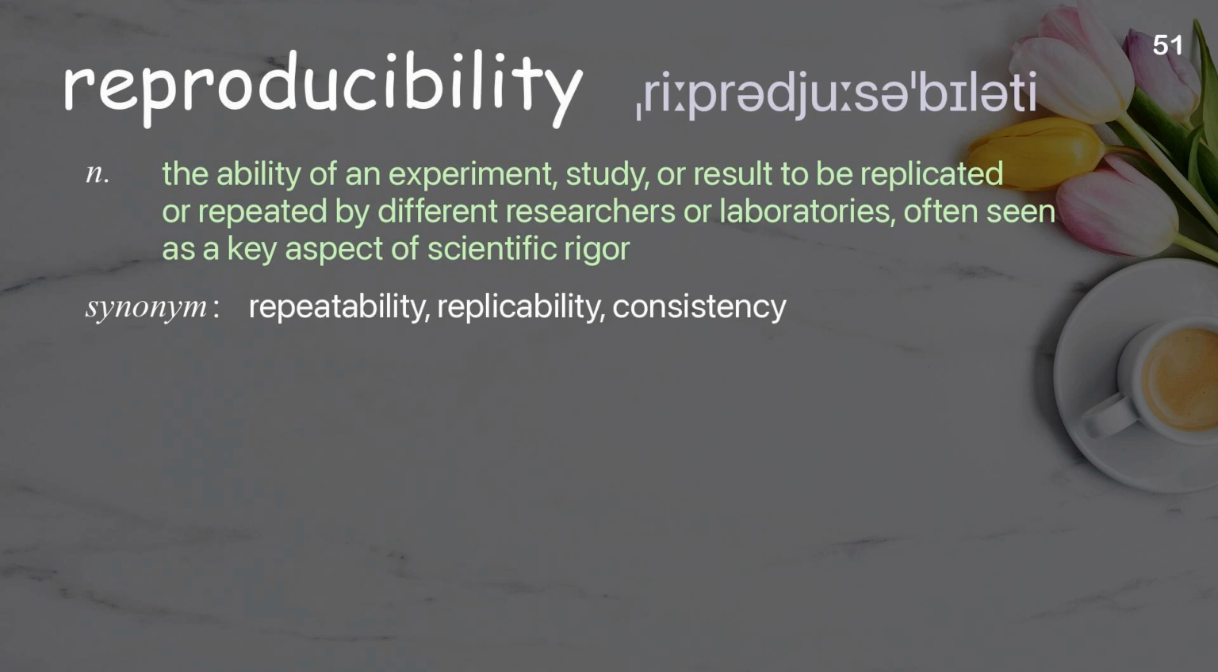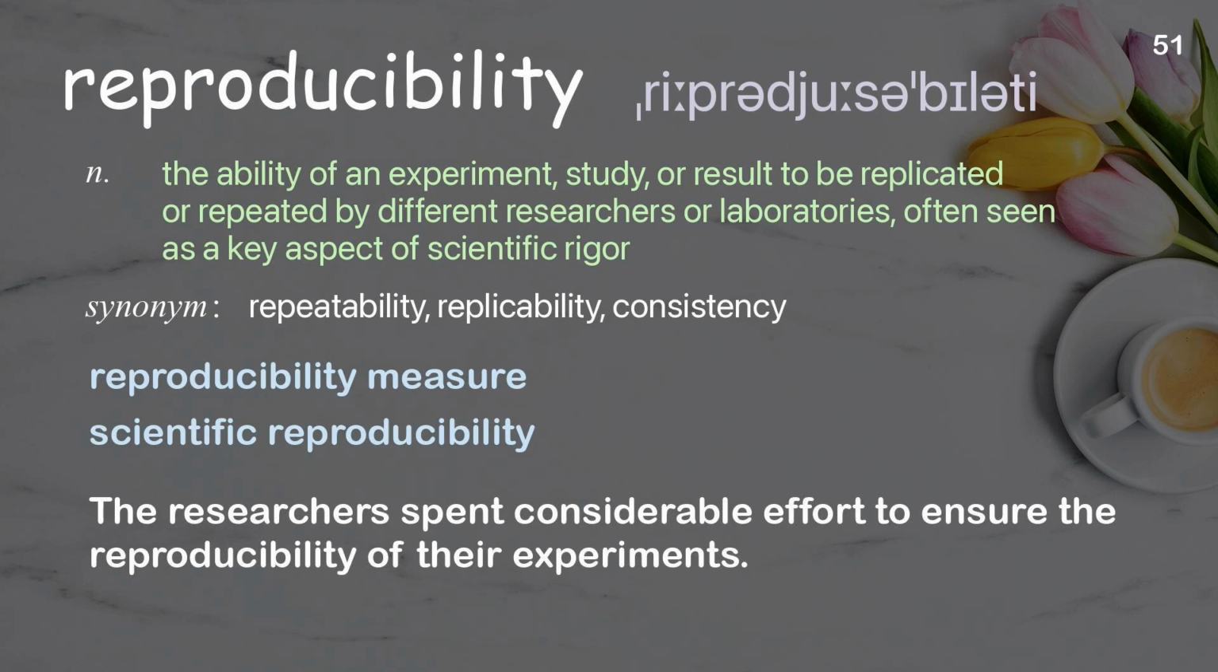Reproducibility. The ability of an experiment, study, or result to be replicated or repeated by different researchers or laboratories, often seen as a key aspect of scientific rigor. Examples: reproducibility measure, scientific reproducibility. The researchers spent considerable effort to ensure the reproducibility of their experiments.